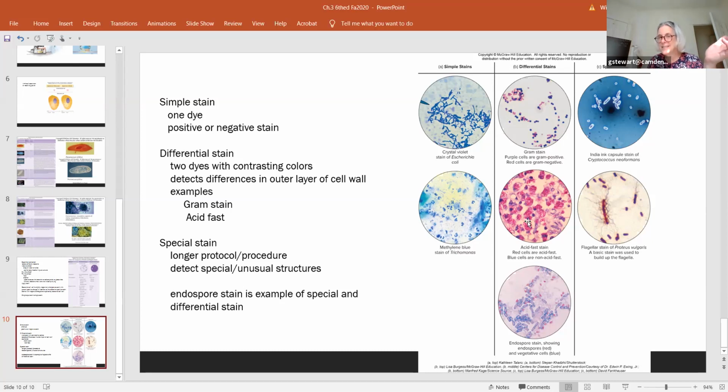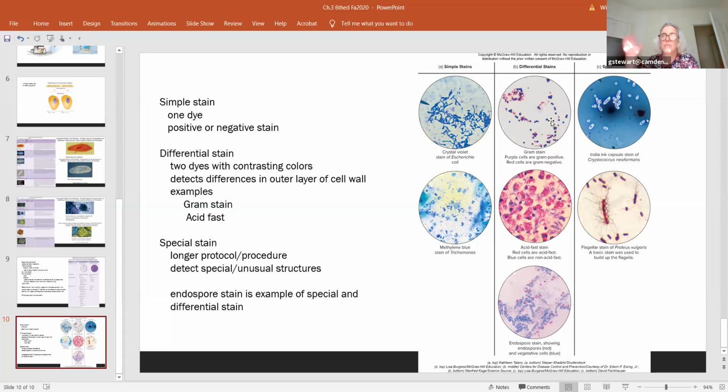In this one, it's not as easy to see, as well as in this guy, but this one should be in sort of a greenish blue and red that you can see. So differential stain, we have two dyes, hopefully with contrasting colors, and they're going to tell us differences, that's why it's called differential, differences in the outer layer of the cell wall of the bacteria. And these are some examples: the Gram stain, acid-fast stain. Actually, in this acid-fast panel, you guys can probably blow it up at home. The little tiny red dots, I believe, are the acid-fast bacteria, and the bluish purple cells are the non-acid-fast cells.